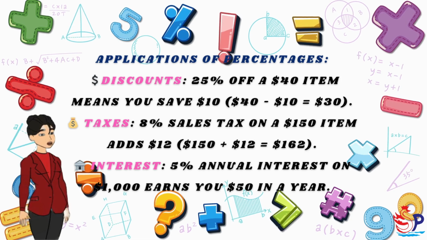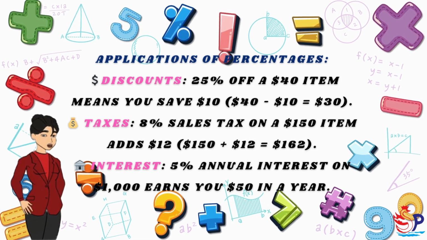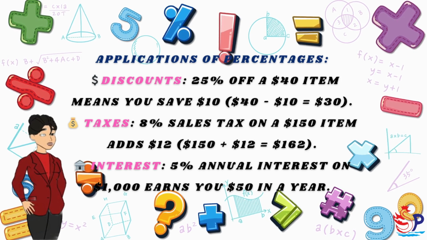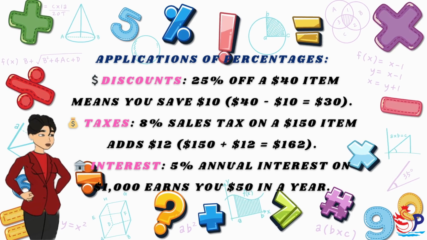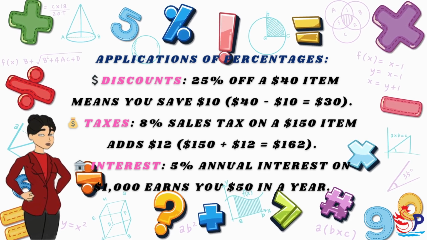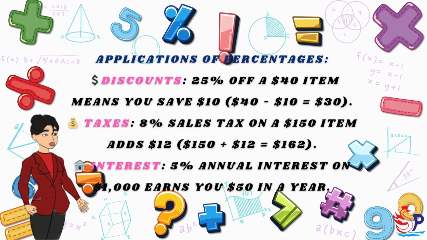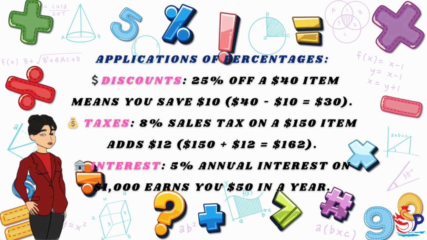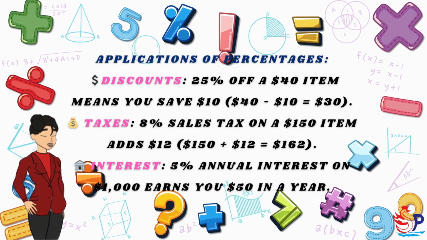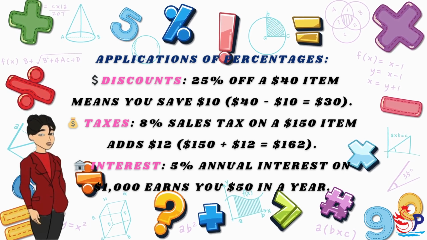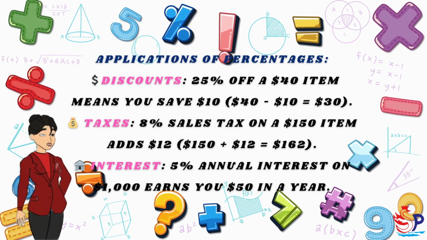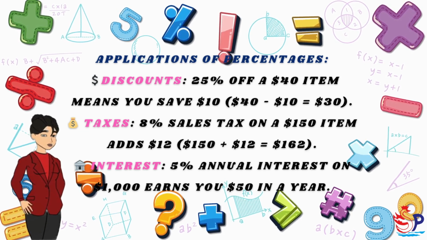Taxes. Example: 8% sales tax on a $150 item. 8% of $150 is equal to $12 tax. Total cost is equal to $150 plus $12, which is equal to $162. Interest. Example: 5% annual interest on $1,000. 5% of $1,000 is equal to $50 earned in a year.